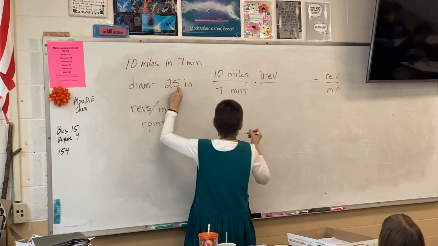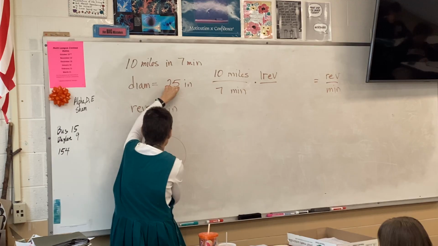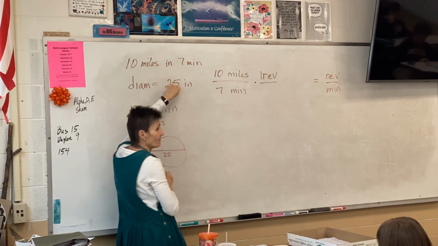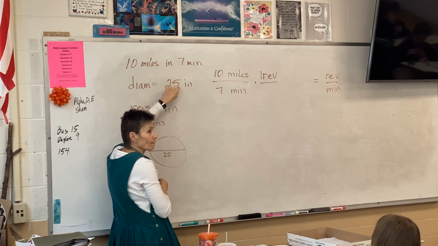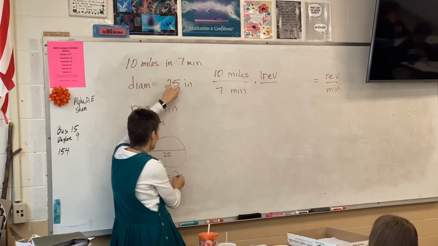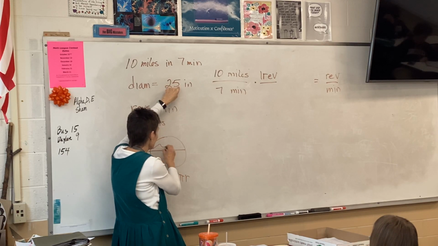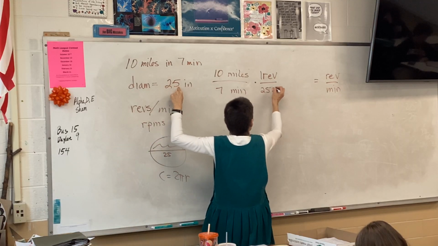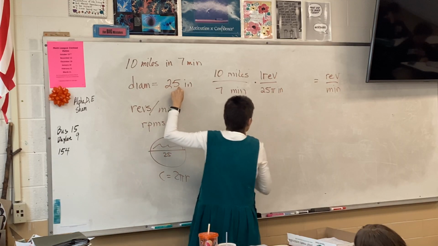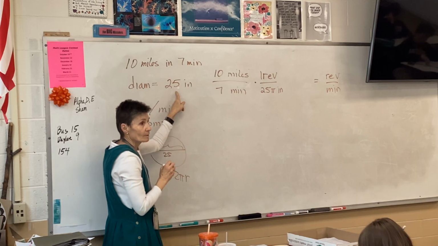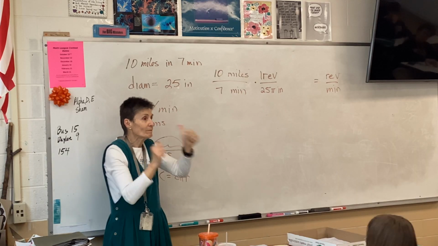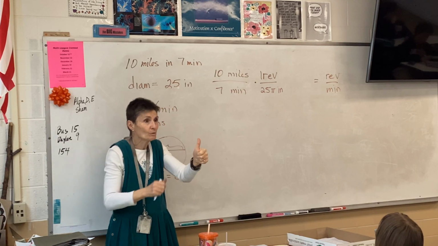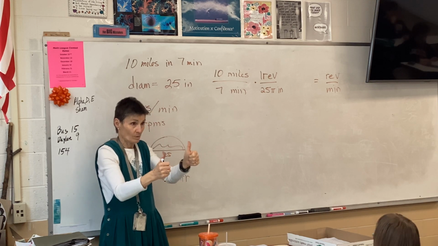And what is the circumference if the diameter is 25? Circumference is 2 pi r. So it's 25 pi. And the unit on that is inches. You've got to get revolutions into your problem. A revolution is a circumference, okay?